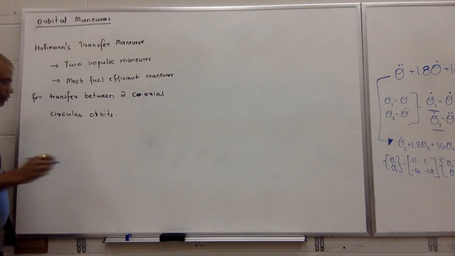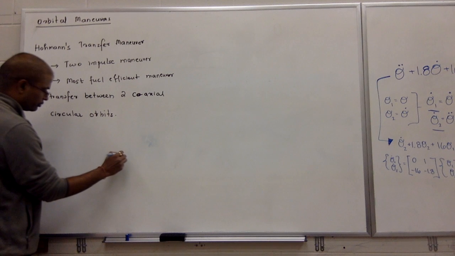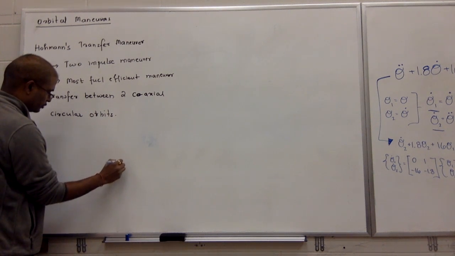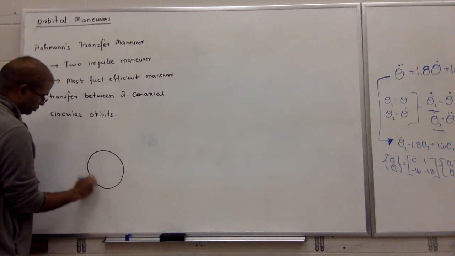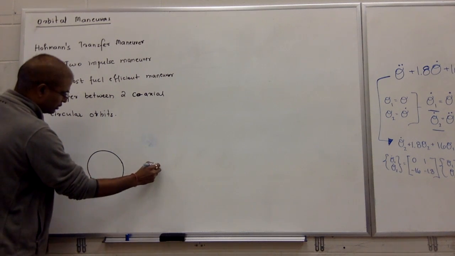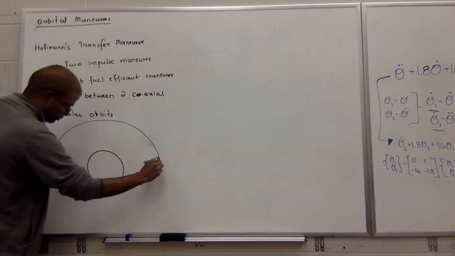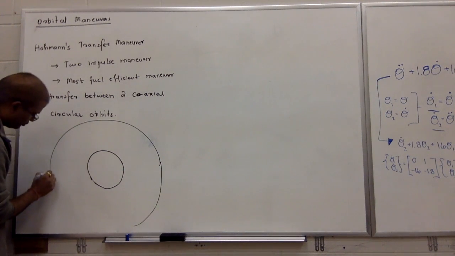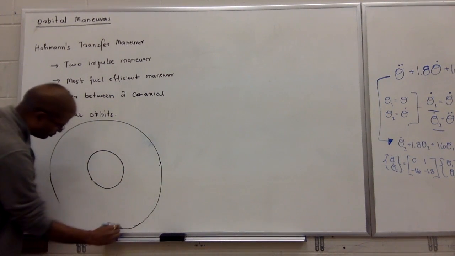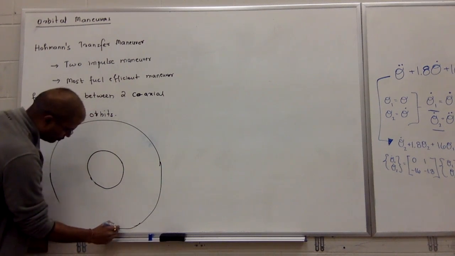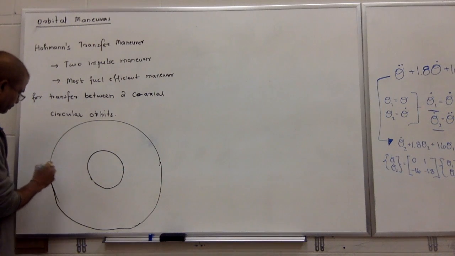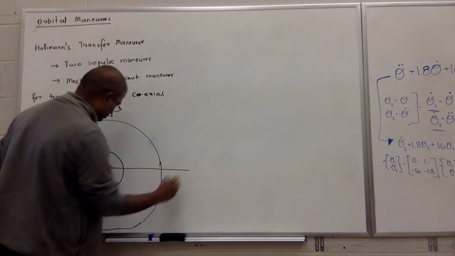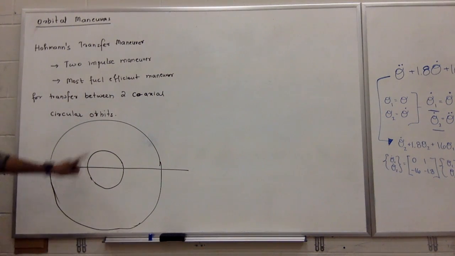Don't be on your cell phones. Think about it. You're in a circular orbit. Okay. And you want to go into a bigger circular orbit. Can you tell me an example?